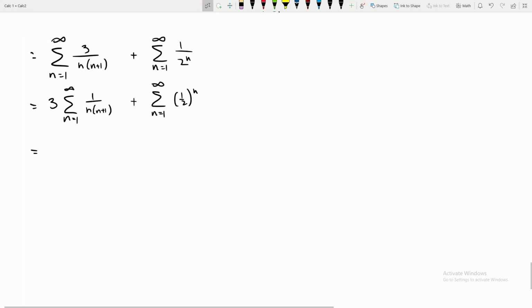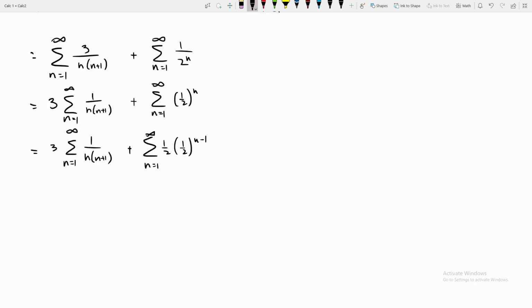Lastly, I want to make this right here look like a geometric series. That would mean that we have this a, we would need some sort of r here, and then we would need n minus 1. So I'm going to take out a term of 1/2, basically changing this to n minus 1, and because I've taken out that term of 1/2, I'll move it to the front. So there we go. Now we have two familiar series.